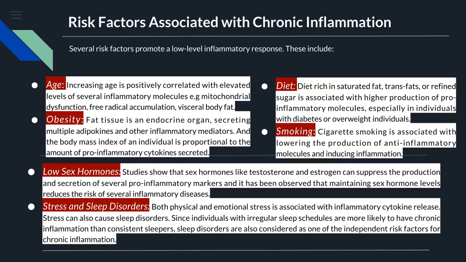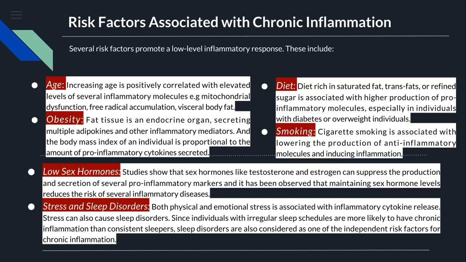There are some particular classes of food, like fats and refined sugar, that are associated with a very high production of pro-inflammatory substances in the body. So, of course, we're going to discuss diets during the management and prevention of chronic inflammation. Smoking is a big factor as well, of course. Most of the inflammation recorded in the lungs is due to cigarette smoking.